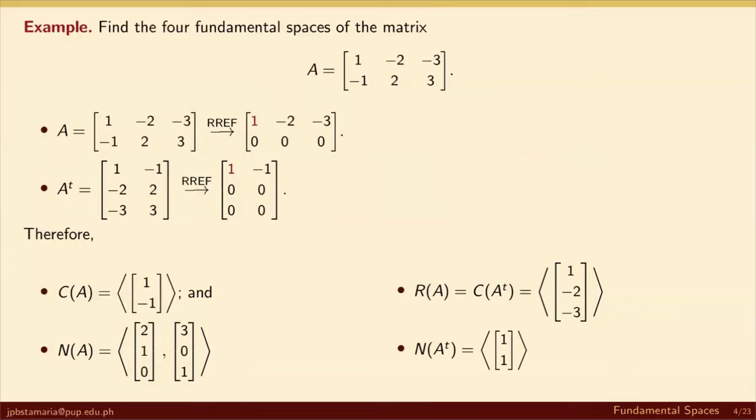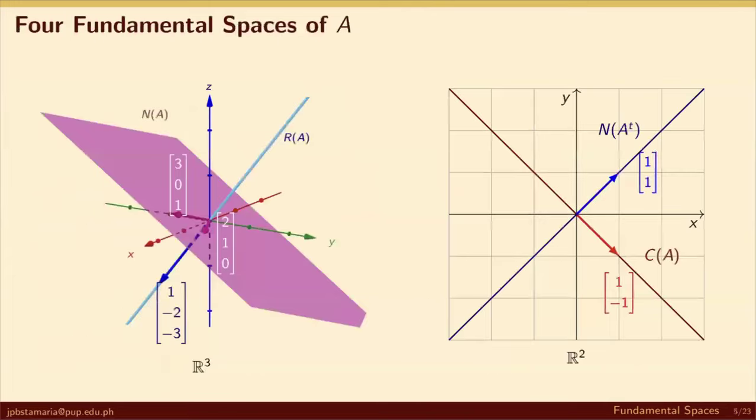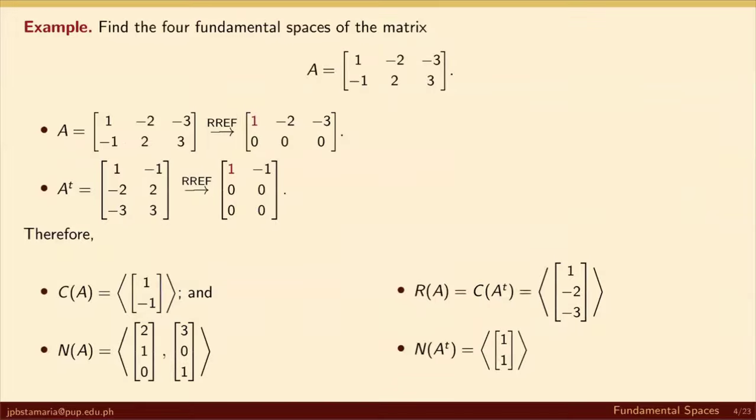Now to visualize what's happening in pictures, I have plotted all of this information geometrically so you can have a visual understanding of what's going on. As you can see, both the null space of A and the row space are subspaces of R3, while the column space and the left null space are subspaces of R2.